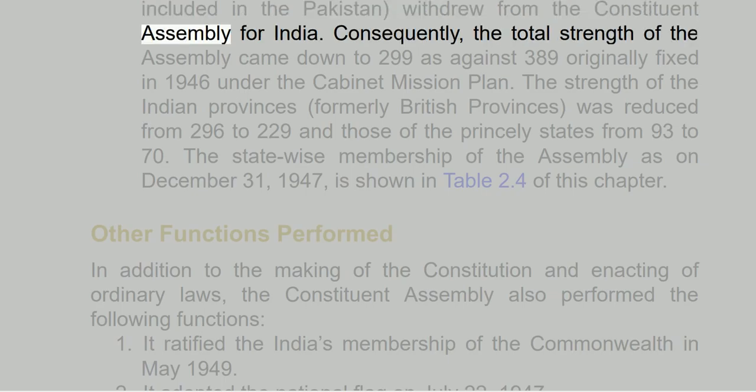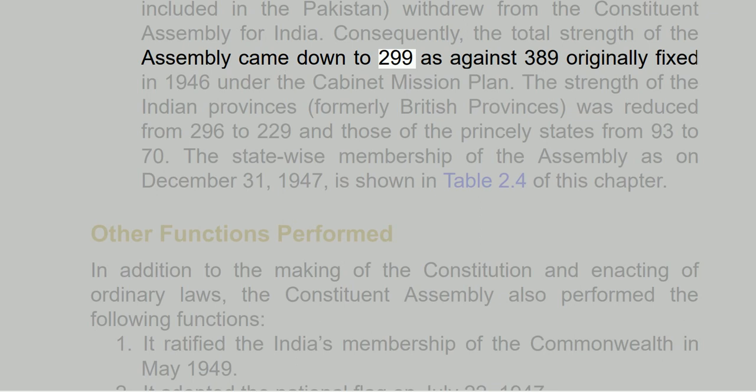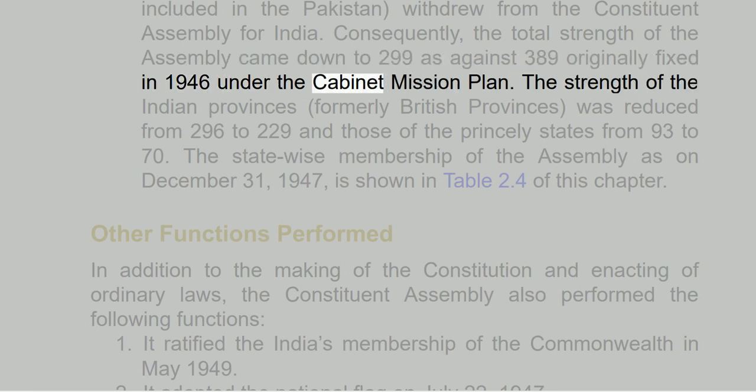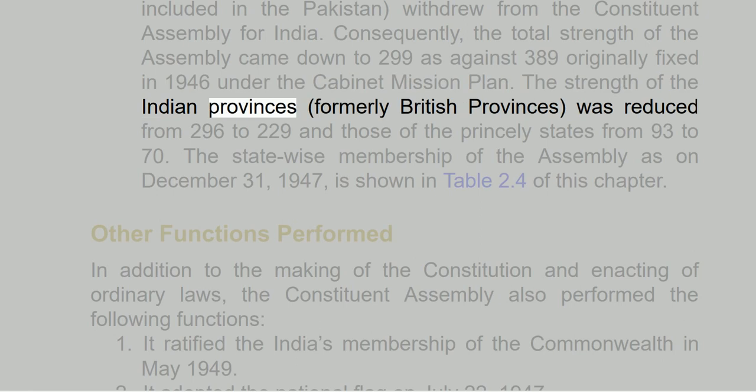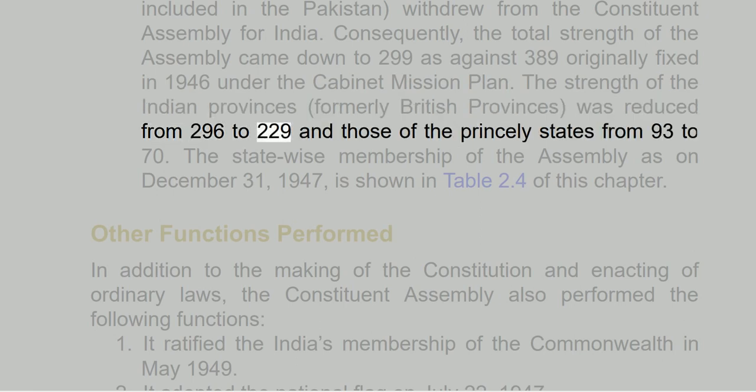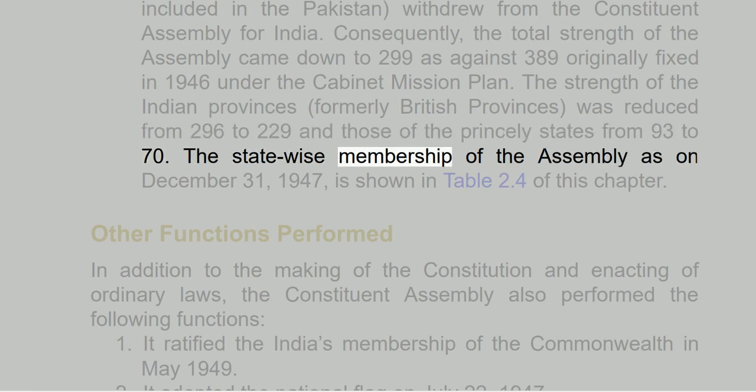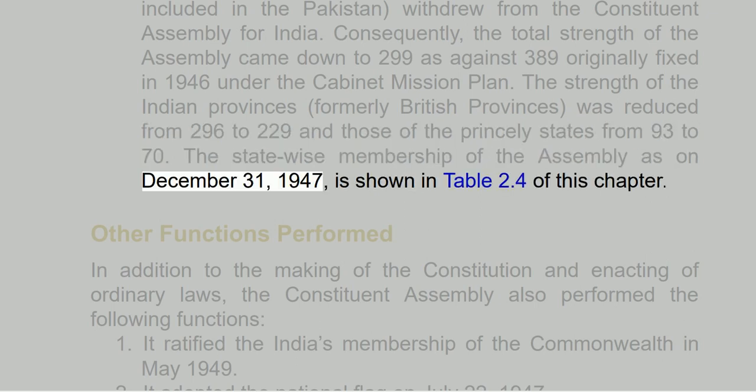from the Constituent Assembly for India. Consequently, the total strength of the Assembly came down to 299 as against 389 originally fixed in 1946 under the Cabinet Mission Plan. The strength of the Indian provinces, formerly British provinces, was reduced from 296 to 229 and those of the princely states from 93 to 70. The state-wise membership of the Assembly as on 31st December 1947 is shown in Table 2.4 of this chapter.